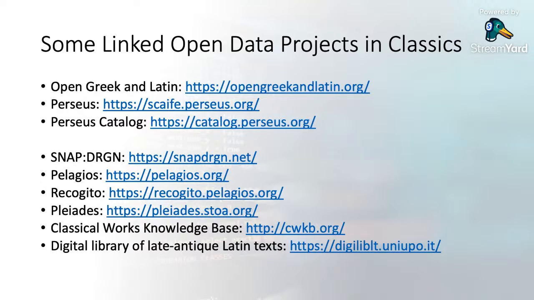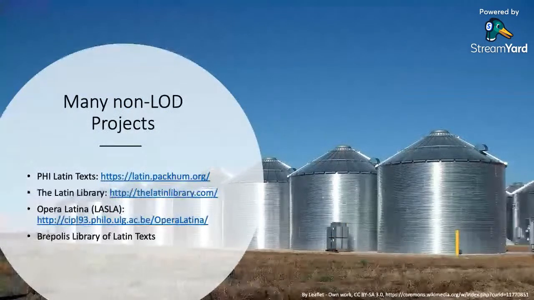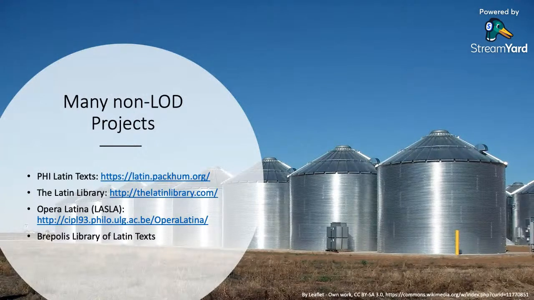And of course, you've already heard about Snapdragon and Pelagios, Recogito, Pleiades, the Classical Works Knowledge Base, and the Digital Library of Late Antique Latin Texts. As I said, there are many more projects that have some aspect of a linked open data feature to them, but there are also many other non-linked open data projects like the PHI Latin Texts, the Latin Library, Obra Latina, and Brepolis Library of Latin Texts, which is also behind a paywall.